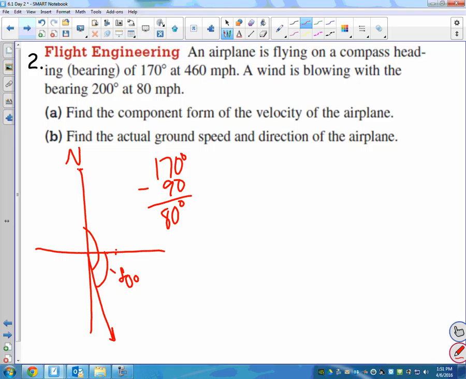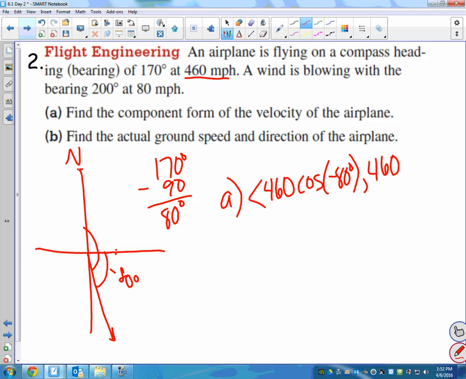So if this is my angle now, and I know that the speed is its magnitude, so the speed is 460 miles an hour, all we have to do for part A is write that component form, which is just 460 times the cosine of negative 80, or if you prefer the positive angle, that would just be 270 plus 10, that would be 280 degrees. I promise it's the same thing. And 460 times the sine of negative 80 degrees. And just like number 1, we're going to get some decimals here.